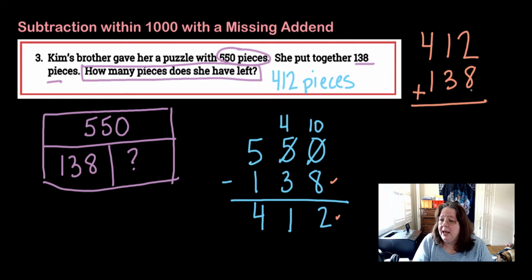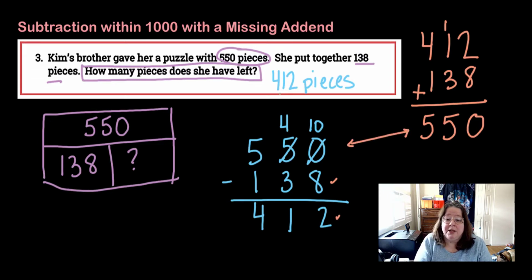Let's see. 8 plus 2, 8, 9, 10. I'm going to put a 0 here, and I'm going to put the 1 from the 10 up there. So 3, 4, 5. 4 plus 1 is 5. 550. That means that we did our subtraction correct, and she has 412 pieces left.